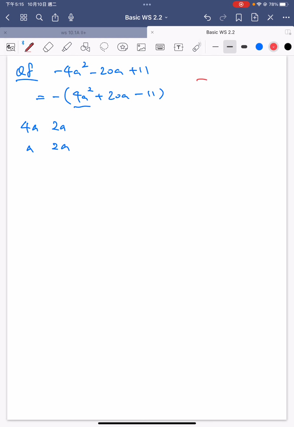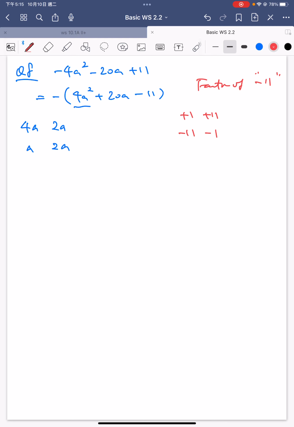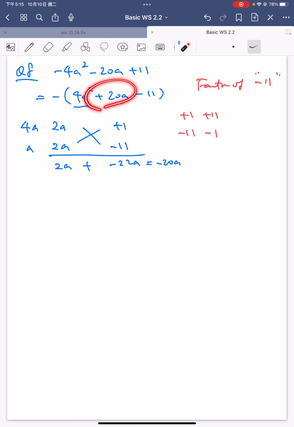So now we think about the factors of negative 11. First of all, when we're doing the 2a and 2a case, it's actually the same one, so order is fine, we're not going to consider it. So positive 1, negative 11. We have positive 11, negative 1. So let's try this part first. We have positive 1 and negative 11. If you times them together, you get negative 22a together with 2a. You plus them together, will give you negative 20a, which is nearly the same, but this is positive, this is negative. Unfortunately, this is wrong.